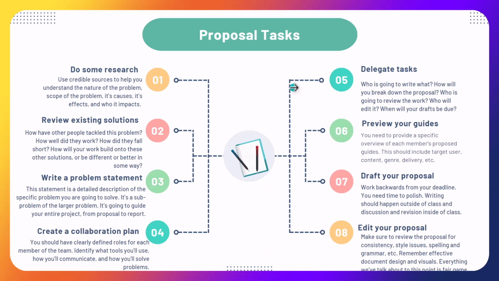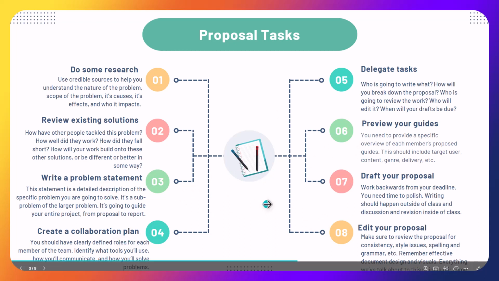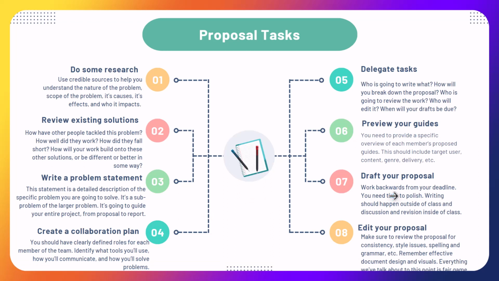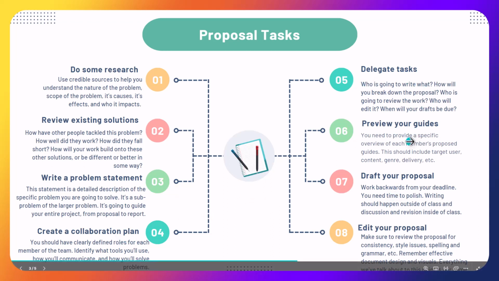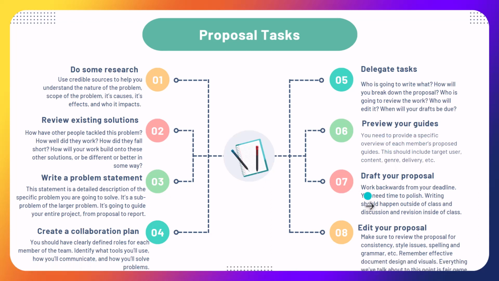And then once you have all that together, I would write the preview of your guides section, because you want to make sure that your guide logically is a solution to the problem. And then draft your proposal around the core. So you'll have your problem statement, you'll already have your collaboration plan, and you'll have a preview of your guides. Everything else is just packaging. The heart of your proposal are the problem, the plan, and the guides, and the preview of the guides, which is your solution. And then draft your proposal.